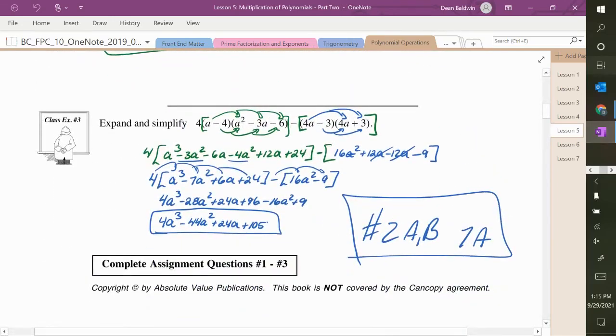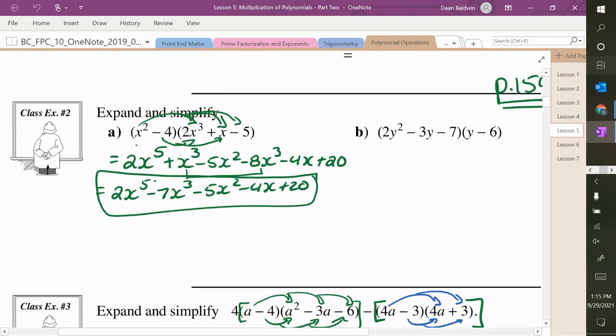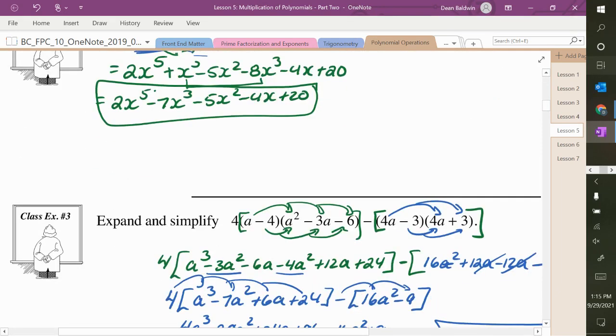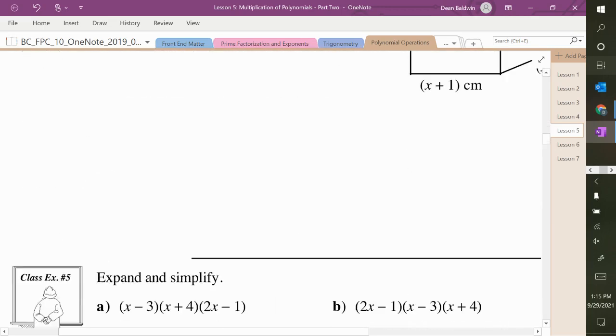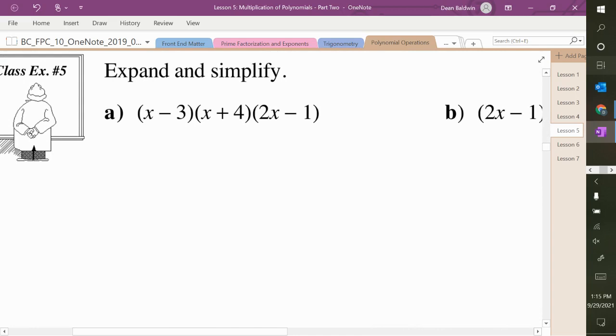So yesterday we were multiplying out a binomial, which is two terms, and a trinomial. Okay? And it's the same process. It's FOIL, everything in the first bracket times everything in the second bracket. Today, I'm just going to go to the bottom here before we do that word problem. We're going to multiply three binomials together.